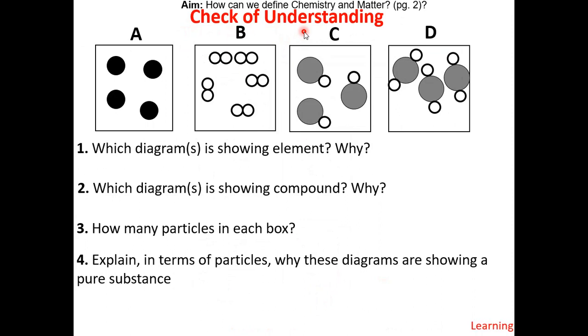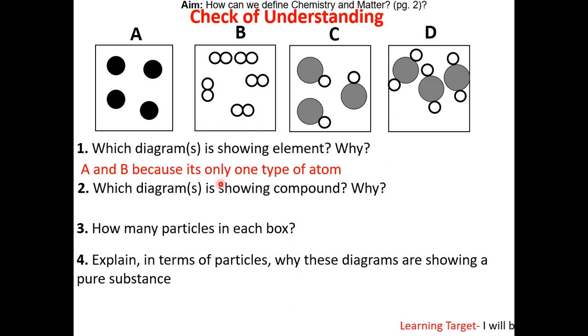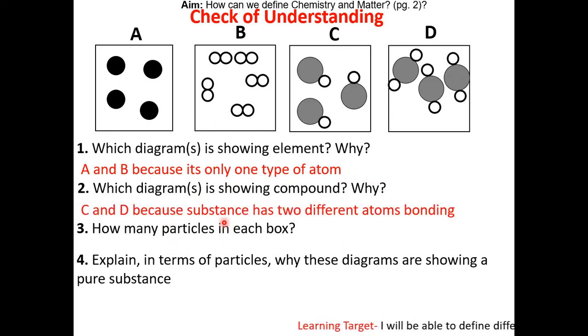In this check of understanding, here are some examples of Regents short response questions. Try to do these questions by yourself first. Resume the video once you complete it. Question 1. Which diagrams are showing an element and why? Diagram A and B because it's only one type of atom. Question 2. Which diagrams are showing a compound and why? Diagram C and D because a substance has 2 different atoms bonding.